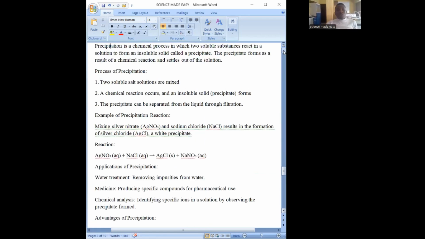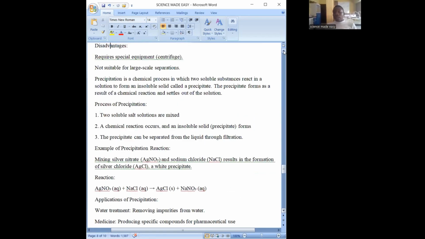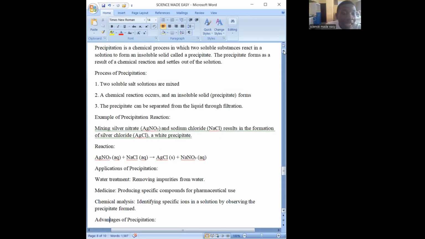This is it. When we mix two soluble compounds together, it forms insoluble crystals, which is a precipitate. And you can separate the precipitate by what? By filtration. Sorry for that. And that is the note on filtration. You can see it over there.